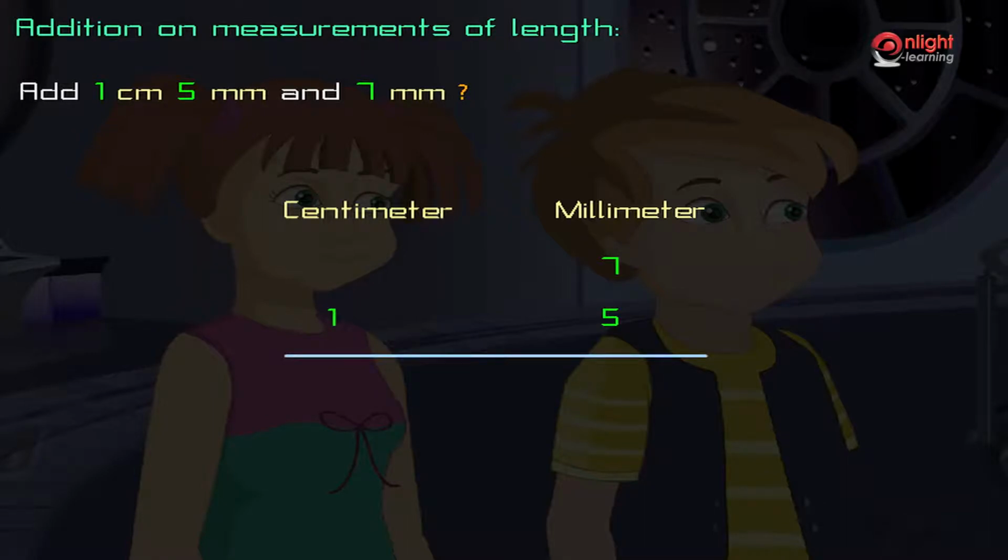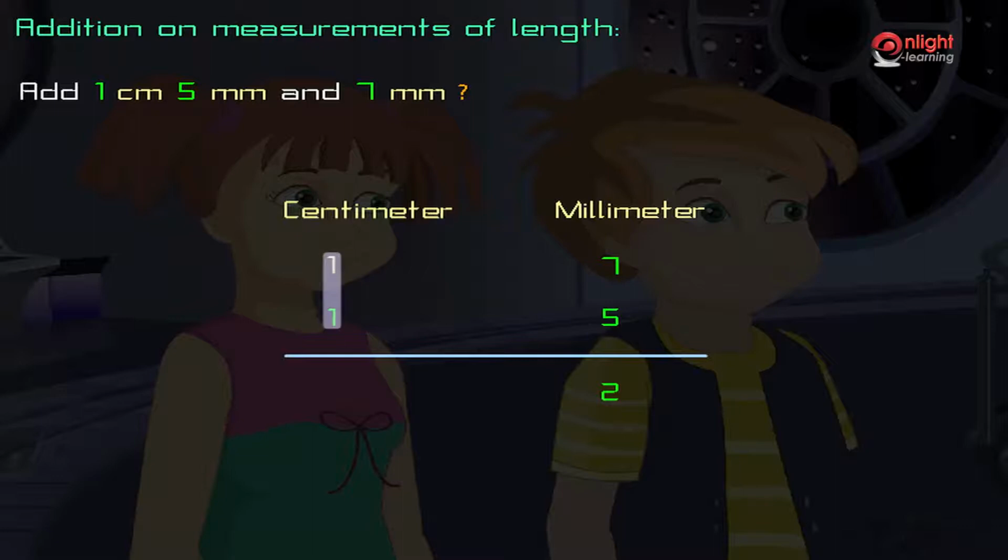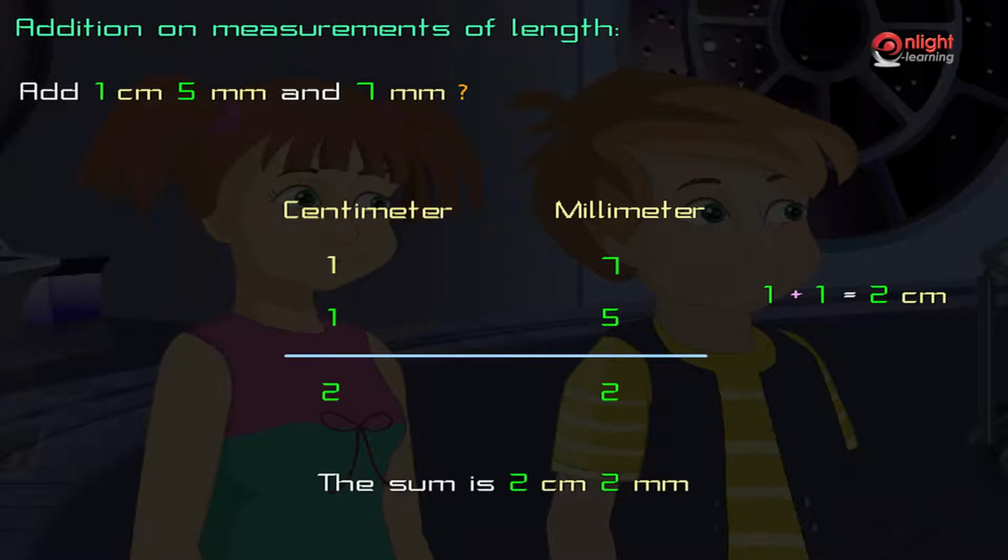First, we add 5 and 7, which gives 12. Since 12 millimeters is equal to 1 centimeter and 2 millimeters, we carry 1 to the left and keep 2 under the millimeter section. Now, add up the quantities in the centimeter section. We get 2. Hence, the sum is 2 centimeters, 2 millimeters.